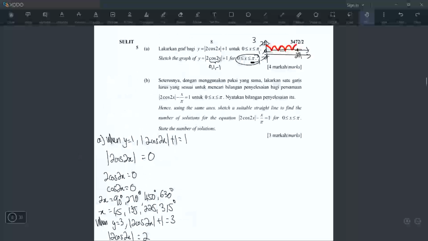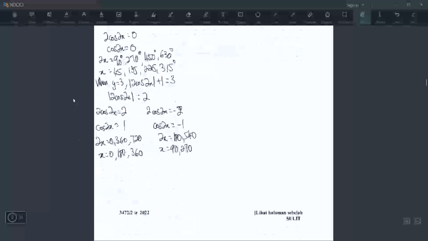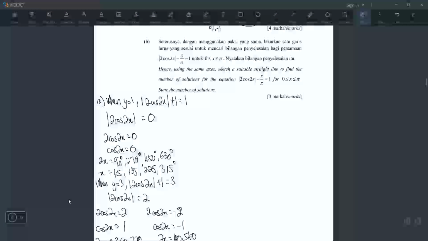Now, you have to take all of this and ganti -1. But you don't have to do that already, because if you ganti -1, -1 times 2, -2, modulus -2, 2. And then 2 plus 1 is 3. Can you see it's the same? So you don't have to do that. So now you can terus lukis already, right?